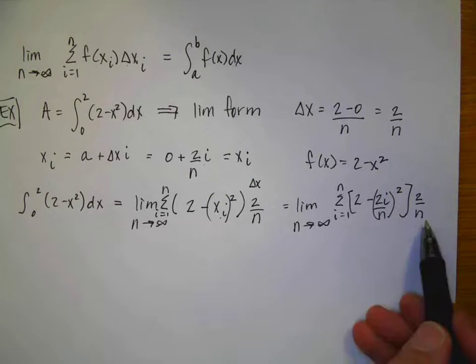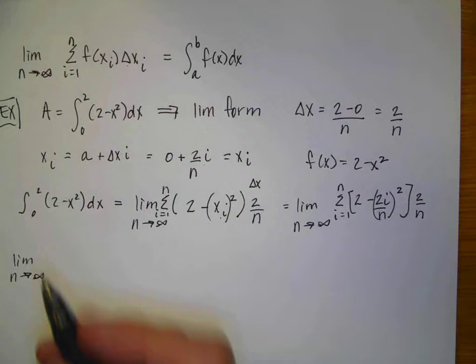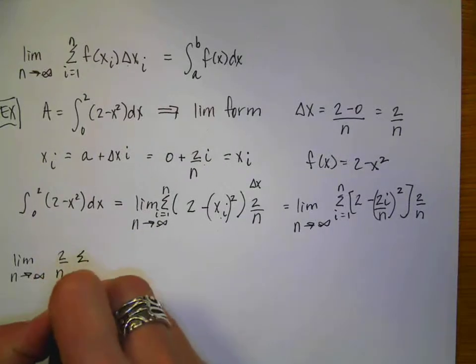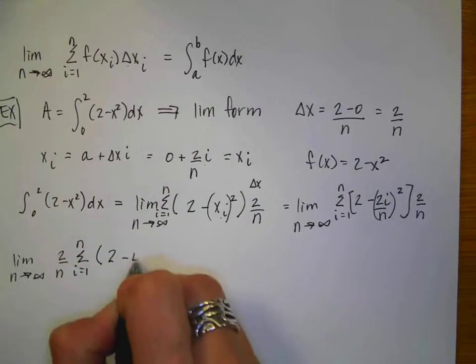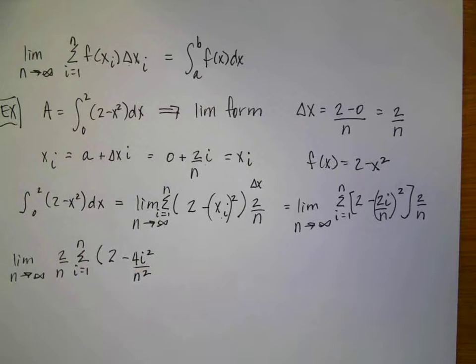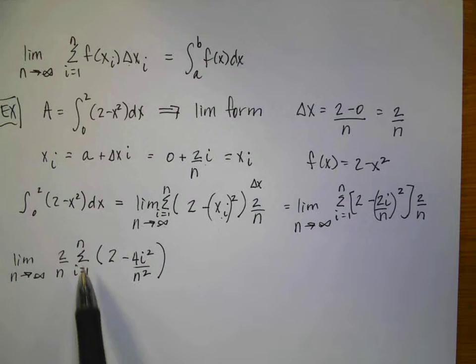Well, remember in these problems that the 2 over n is constant with respect to i, so right at the beginning I'm going to pull it out front. So I'm going to have the limit as n approaches infinity, and I'm going to pull that 2 over n out front times the sum from i equals 1 to n, and I'm going to have 2 minus 4i squared over n squared, okay?